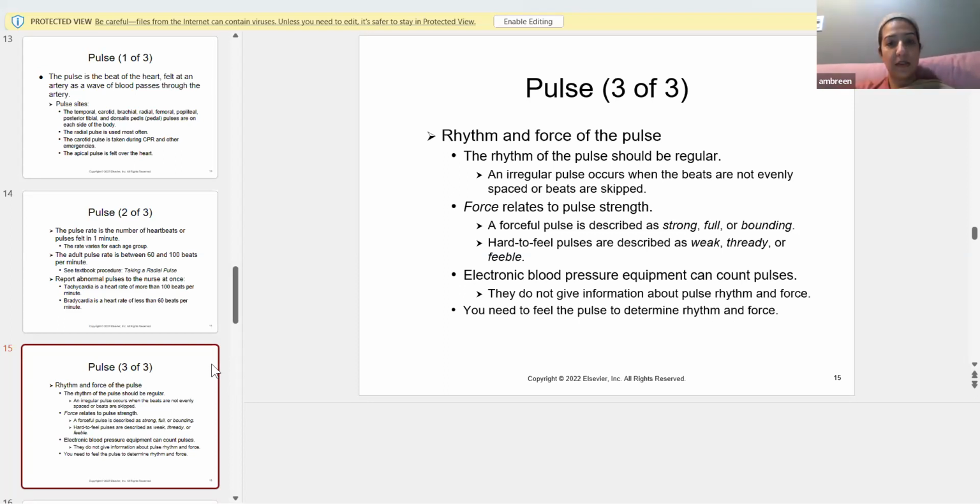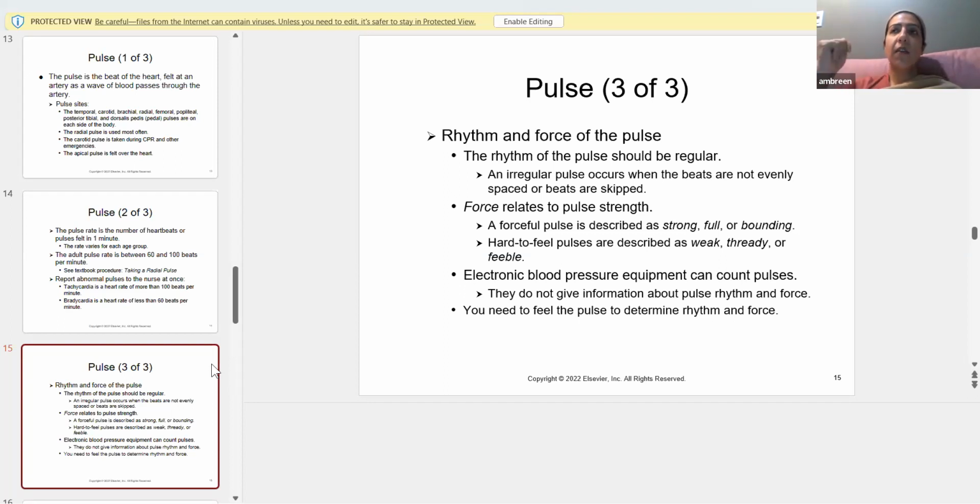Force relates to pulse strength. A forceful pulse is described as strong, full, or bounding. Hard to feel pulses are described as weak, thready, or feeble. Again, if it's a forceful pulse, it will be a strong pulse. We say pulses are strong, pulses are present. You might also hear radial. Again, besides radial pulses, the foot pulses are also important. We need to check those ones, but you don't do it. It's only for nurses.